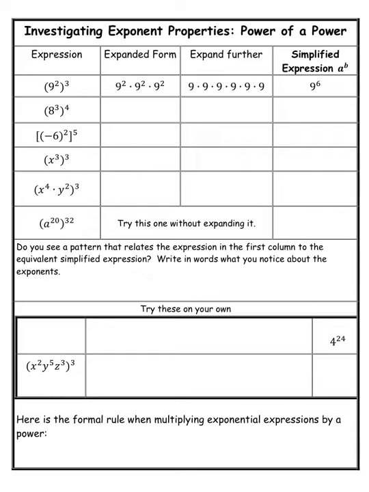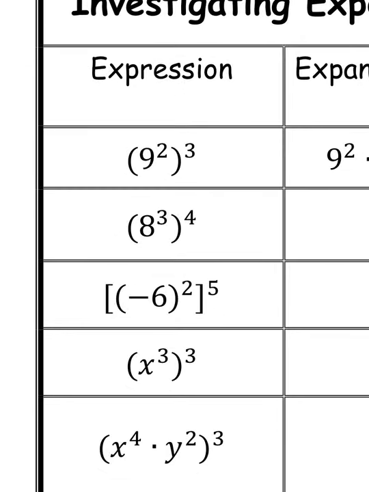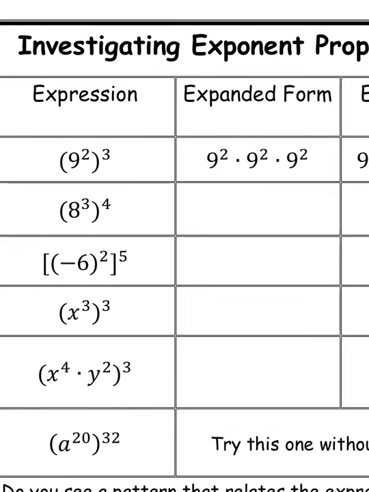So this is power of a power. This is when we already have a number to a power and then it's to a power again. So this says 9 to the second, cubed, or 9 to the second to the third power. When we write this in expanded form, what we're saying is 9 squared 3 times. Okay, so 9 squared, 1, 2, 3 times.